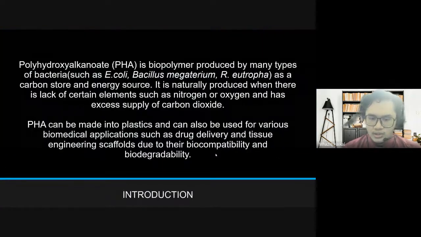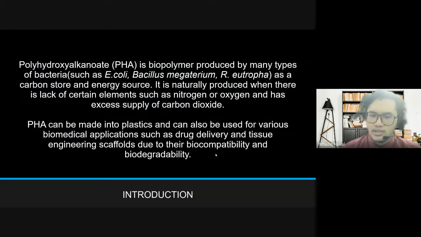Since we are talking about bacterial PHA, we have to know generally what PHA is. Polyhydroxyalkanoates, or PHA, is a biopolymer which is produced by many types of bacteria that we can easily find in the sewer and in the soil, such as E. coli, Bacillus megaterium, Ralstonia eutropha, and many more.